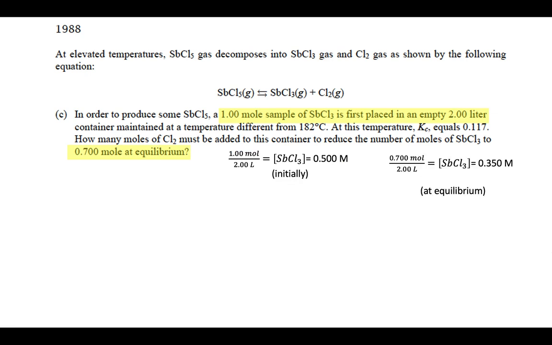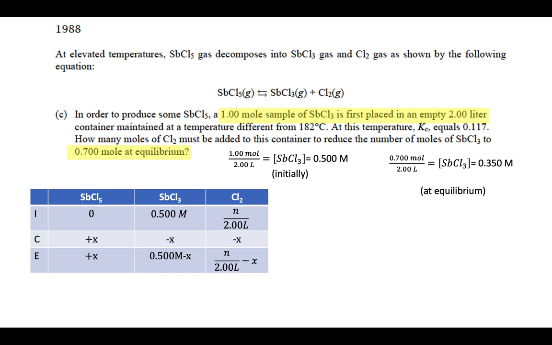At equilibrium, it should be 0.350, again because it tells us that we use 1 mole of antimony trichloride in a 2-liter container, and we also know what the number of moles of antimony trichloride is at equilibrium with the same volume. That gives us the concentration at equilibrium. So then what we do is we set up our ICE table, and you can see that I've inputted the concentration of antimony trichloride initially.